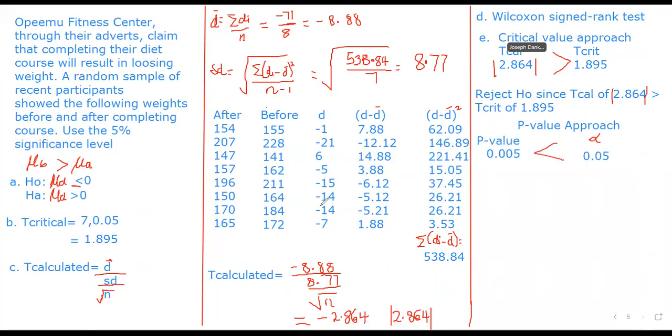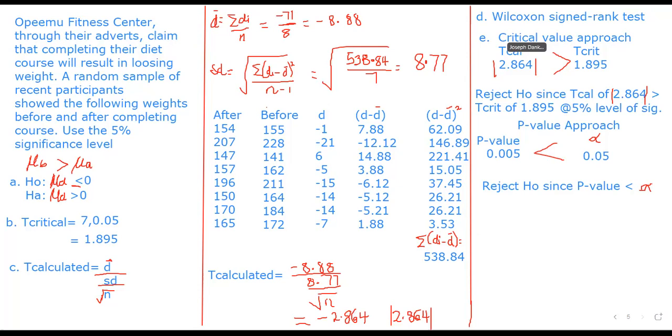This one is less. So it's the same decision, right? Yes, you reject H0. The p-value is actually less than alpha, the level of significance. Okay.